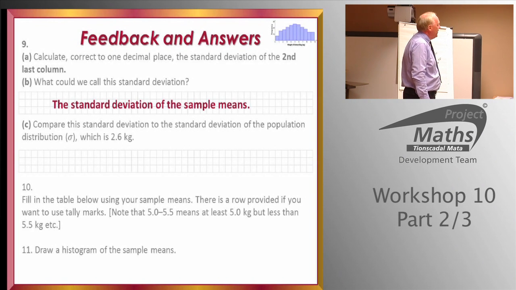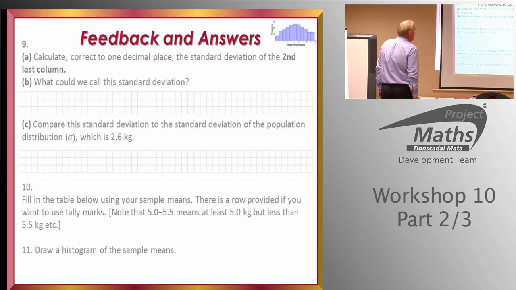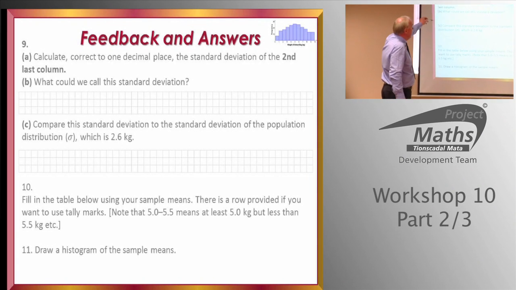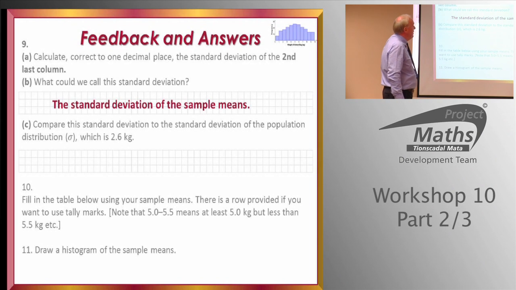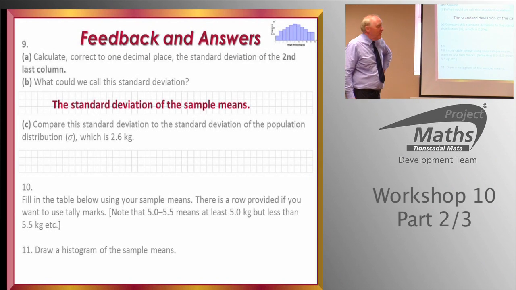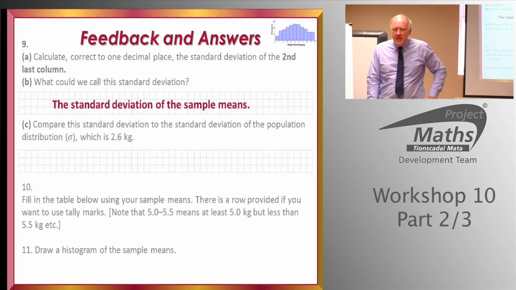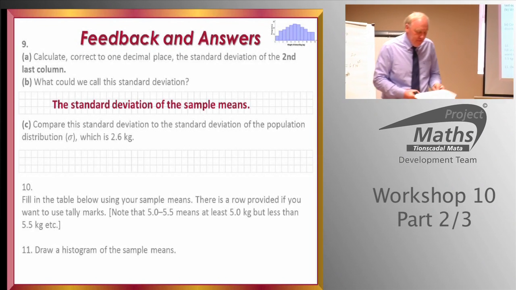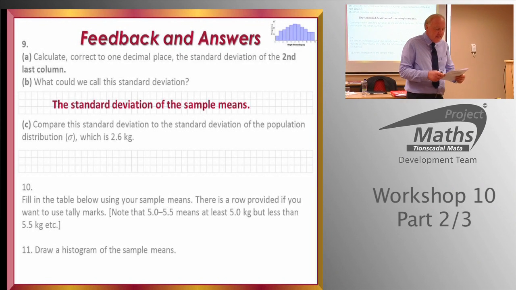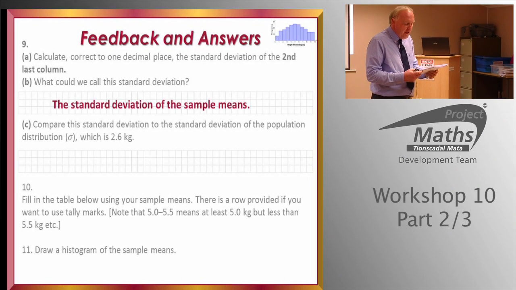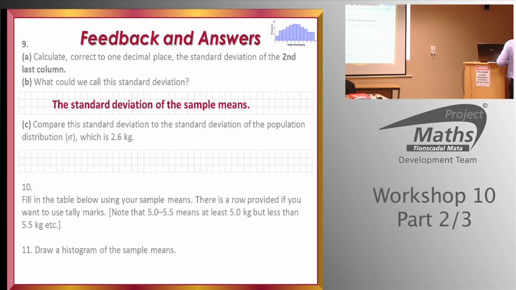So, number 9 then: calculate, to one decimal place, the standard deviation of the second last column. What do we call this standard deviation? We call it the standard deviation of the sample means. Now, if you took all the values there in the second last column, 4.9, 4.8, 4.6, and even if I only took a couple of them.